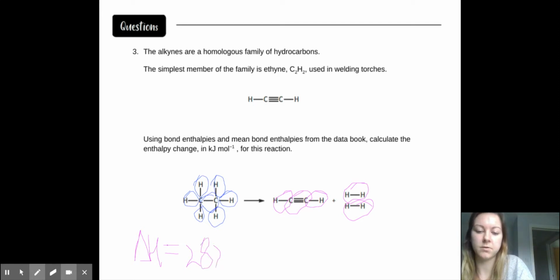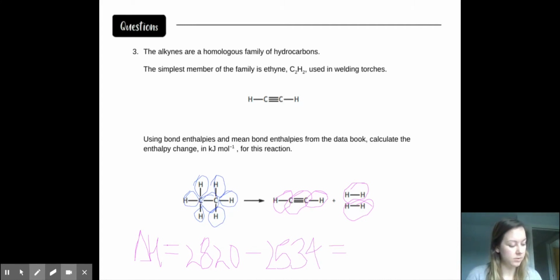So when we do our total, our delta H for the whole reaction, we have 2,820 minus 2,534, and that is going to give us 286. Units are, of course, kilojoules per mole. They are given in the question. So 286 we get for that.